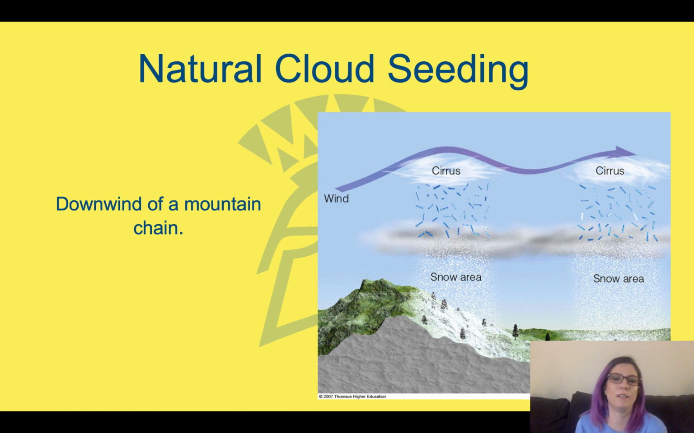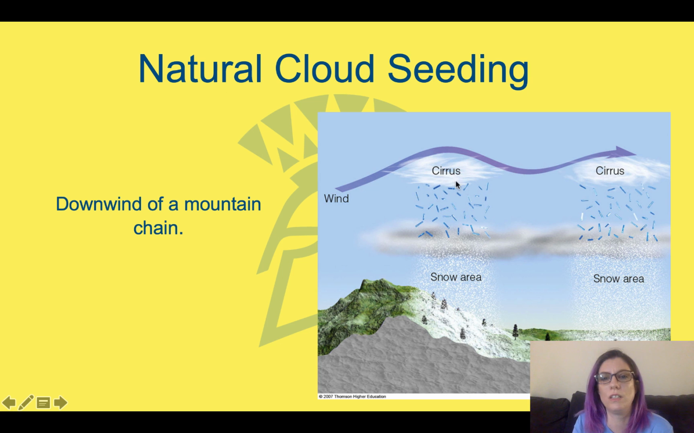Okay, so this is an idea of how cloud seeding works. But this is actually not going to be anthropogenic. This is going to be natural, because there is natural cloud seeding. This is going to be downwind of a mountain chain, and I showed you guys how there are those clouds that form in those waves here.